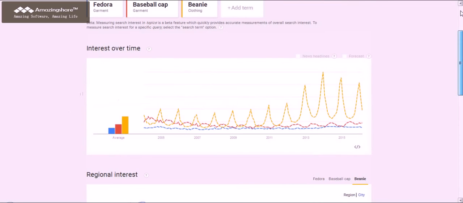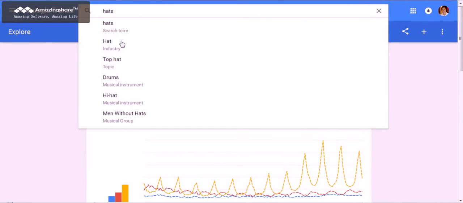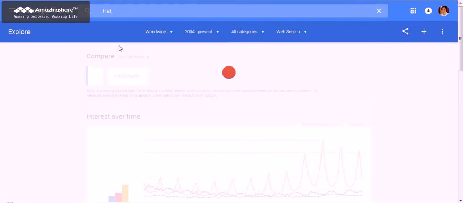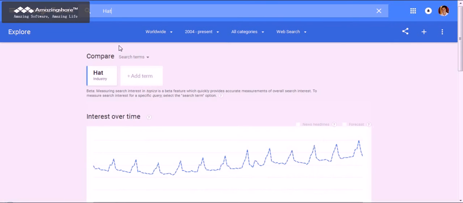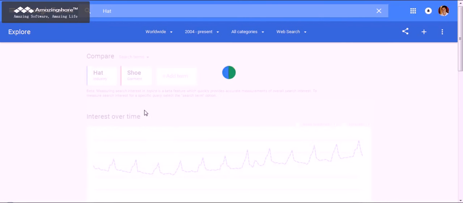So let's go back and we're going to explore hats again. We already knew what that one looked like, but now what we're going to do is compare it to, well, we don't want to put in sneakers, so let's put in the word shoes. We're going to try to look for garment, okay, shoe garment, that's fine.